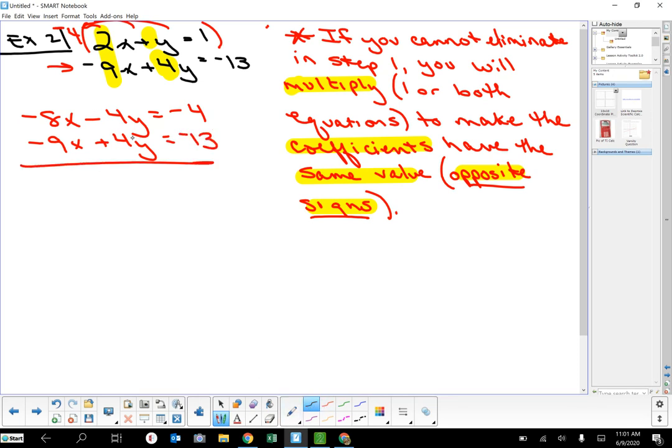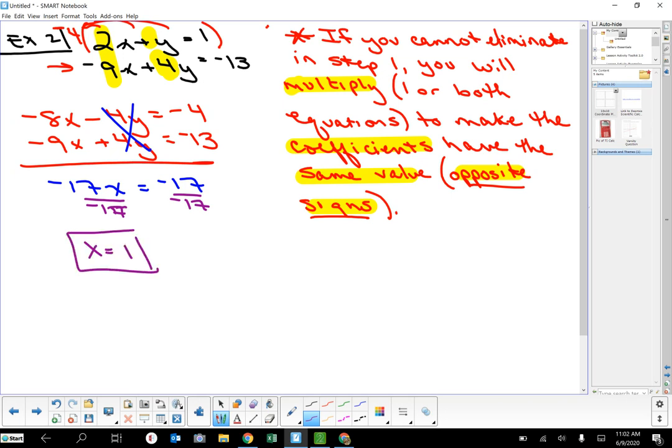I'm going to eliminate the y's. I'm going to add down and get negative 17x equals negative 17. You divide both sides by negative 17. I shouldn't have to show this part. And x equals a positive 1.